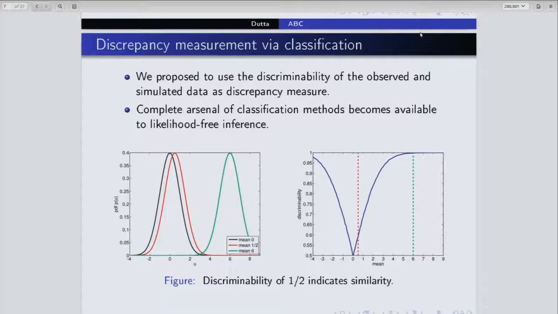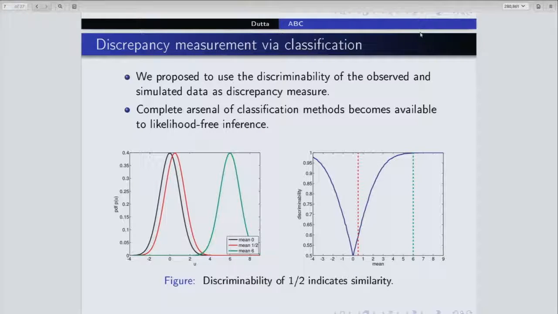So going into more detail, we propose to use discriminability of the observed and simulated data as a discrepancy measure, and a complete arsenal of classification methods becomes available to likelihood-free inference. What does this mean? Classification is one of the fundamental things in machine learning. If any of you have heard the term deep learning, which you're seeing here and there all the time, that's basically a classification rule. You get two complex data sets in some cases, and it's a nice method to do some sort of classification. And then random forests, ensembles and all sorts of different classification rules exist.